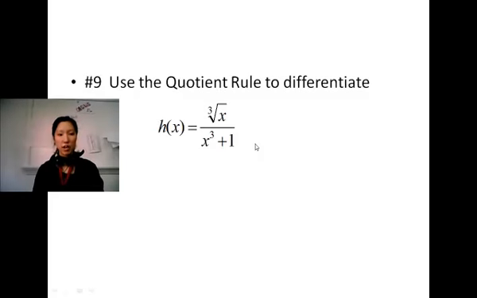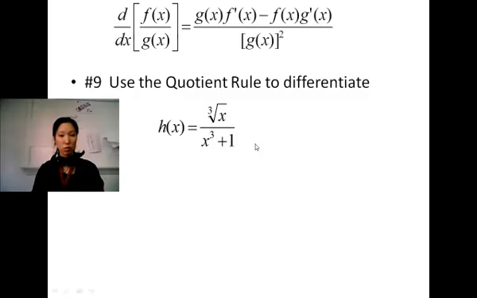Alright, so number 9 is use the quotient rule to differentiate. There is my quotient rule again. So I'm going to go ahead and start this. We have h of x equals, and I am going to start setting myself up to find the derivative of this function. So I'm going to start with low. Leave that low alone. Low. D high.